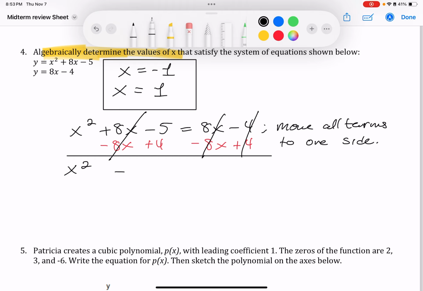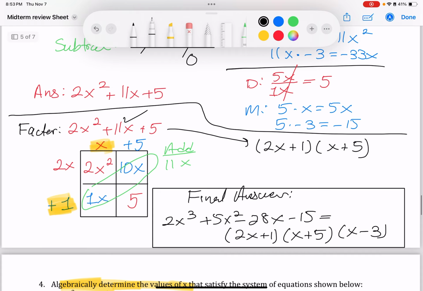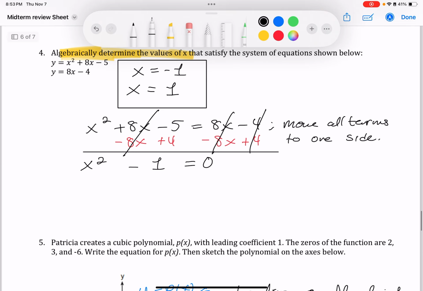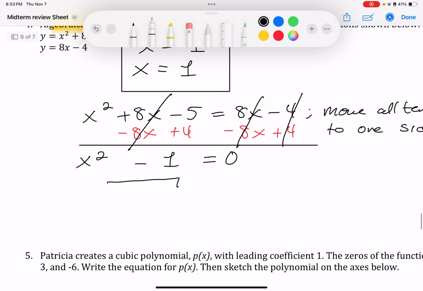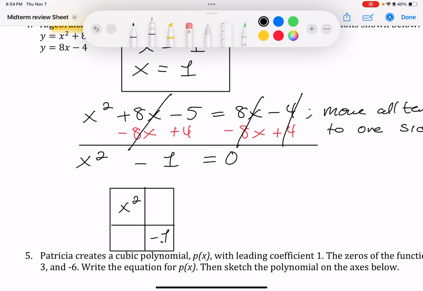And then we can factor this by using the box method. And I told you when I recorded this video, we're going to be using the box method in the next one. So let's draw a box. It is what it is. So we're going to put the x squared in the top left box and put the minus 1 in the bottom right box.